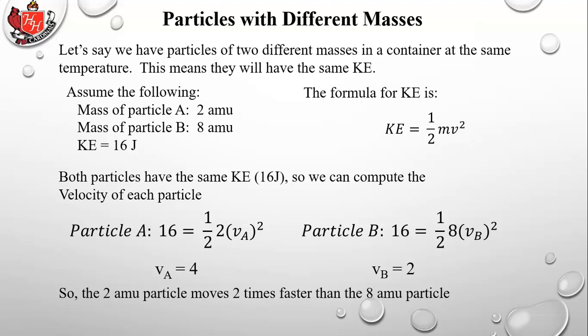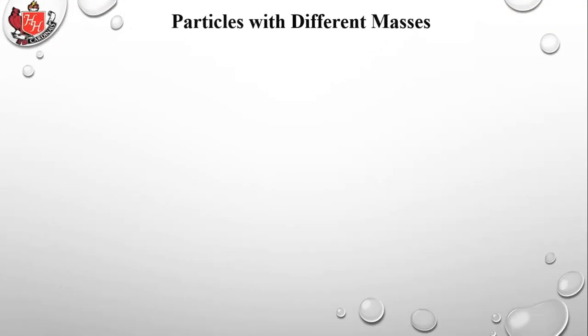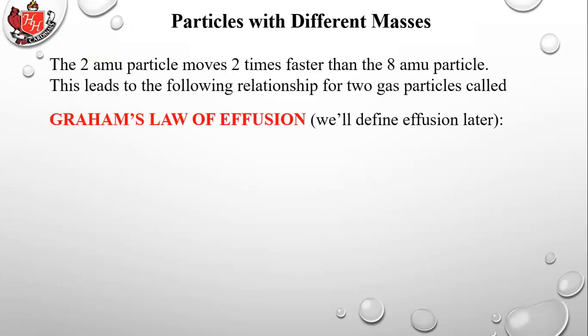So the 2 atomic mass unit particle moves 2 times faster than the 8 atomic mass unit particle. This leads to the following relationship for 2 gas particles called Graham's law of effusion, and we're going to talk about effusion at a later time.